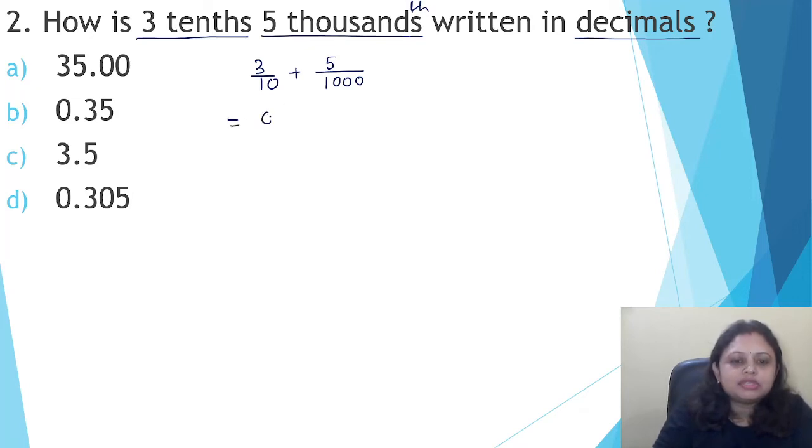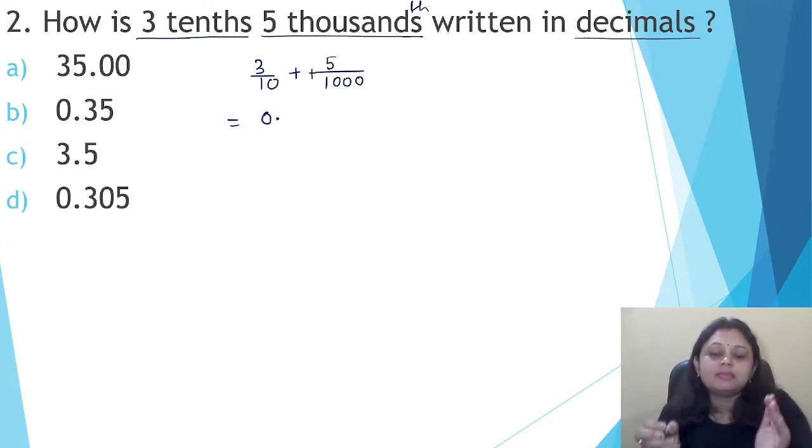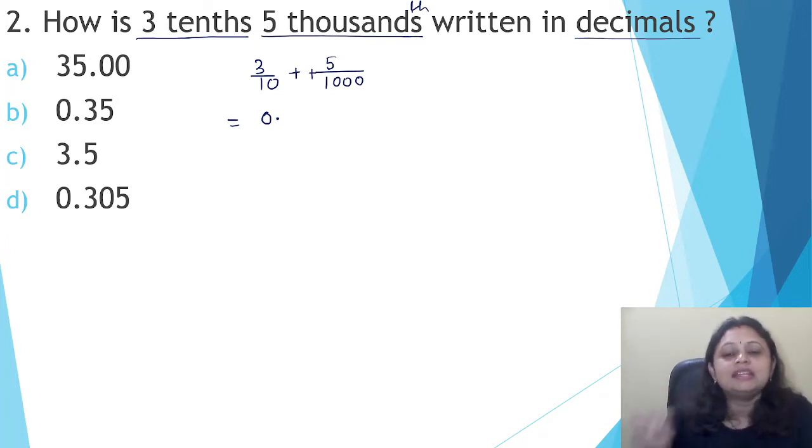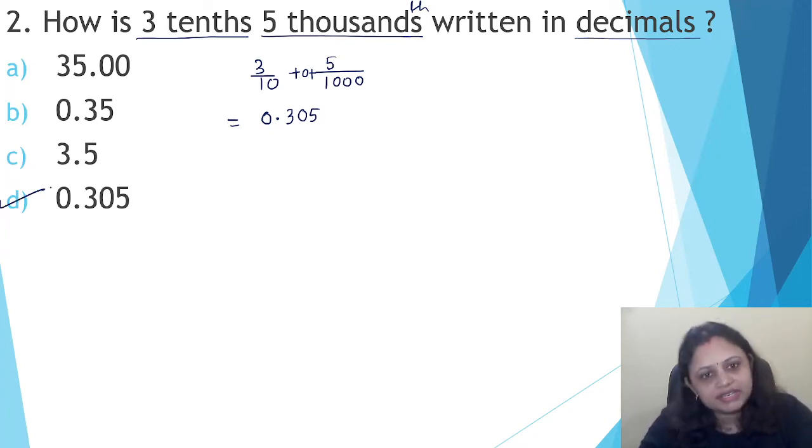That is equal to 0. See here 3 by 10 is there, 5 by 1,000 is there. Okay, but in between there should be some number for the 100th place. That is something by 100 should be there, but no hundredth is there. That means here 0 is present. Okay, so what will be the number? First in the 10th place, that is 3. In the 100th place, 0. In the 1000th place, that is 5. Okay, so the correct answer is 0.305, which is present in option D.